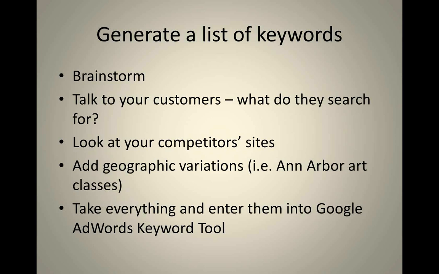And then we want to add geographic variation. So, for instance, if you are doing a paralegal program in Atlanta, one of your phrases would be paralegal classes Atlanta. You would want to put the location of where you are into those searches. And then you want to take all of that and you enter them into something called the Google AdWords keyword tool. And I have an example of that.